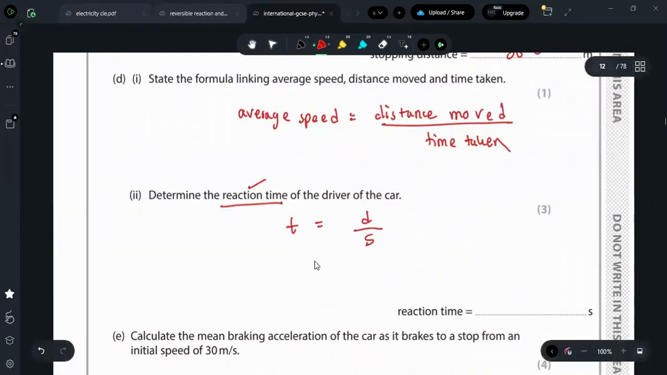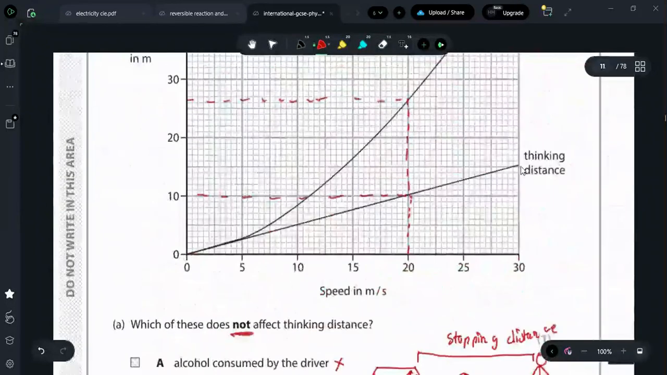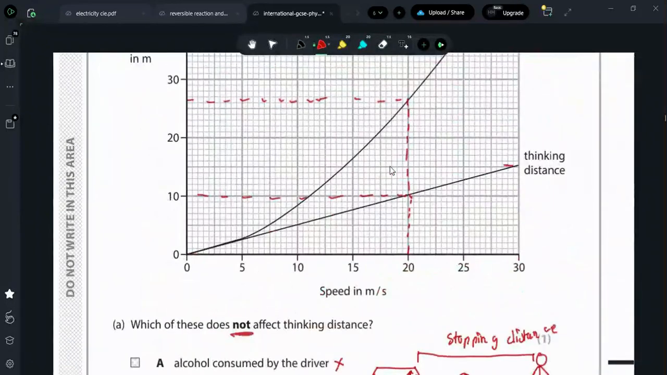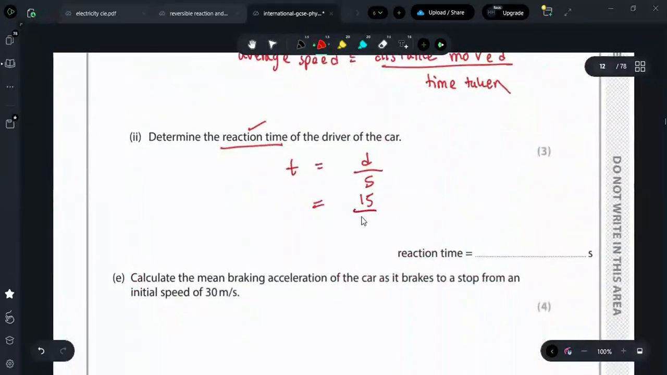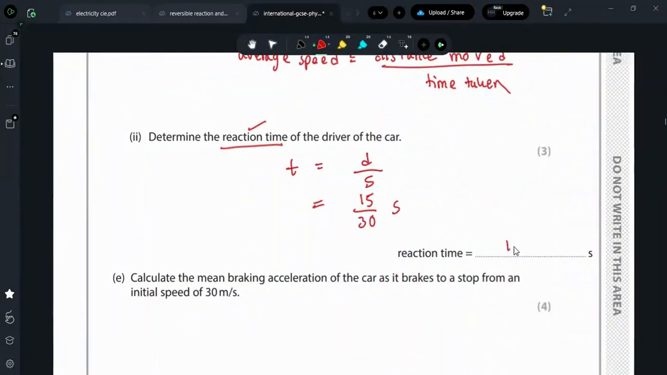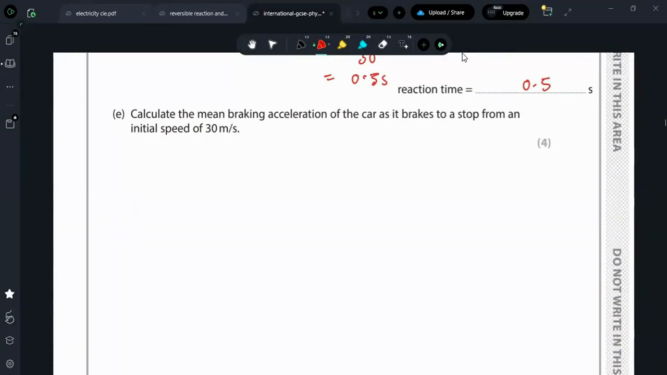So let's move to the graph. Graph for thinking distance, my total distance was 15. Here, 15. And my total speed was 30. So 15 divided by 30, which is 0.5 second.